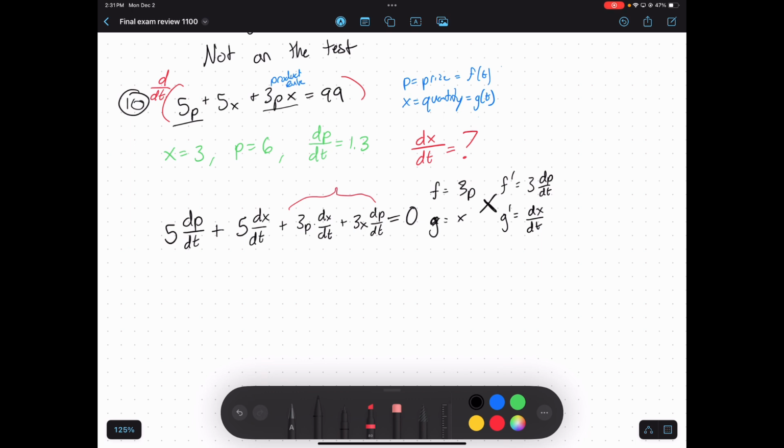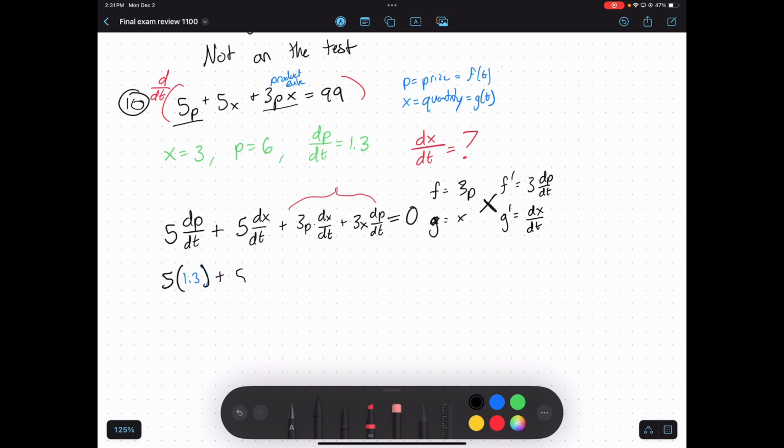Now we solve for dx over dt. And I could do it one of two ways. I could solve for it now and then plug in my values, or I could plug in my values now and then solve. But it's the same work involved. So let's go ahead and plug in my values now. Do I know what dp over dt is? I sure do. This is 1.3.